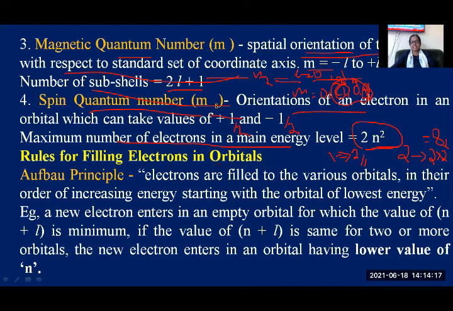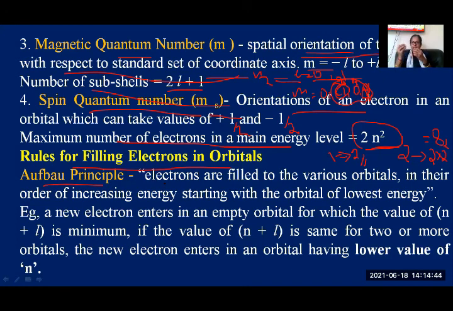Okay, and then in this chapter we have discussed rules for filling the electrons. So there are 3 rules: Aufbau principle, Hund's rule of maximum multiplicity and Pauli's exclusion principle. So as per this Aufbau principle, when we are filling the electrons, where does the electron enter? Because when we say an atom, at the center the nucleus will be there and then it is surrounded by various orbits, various paths.